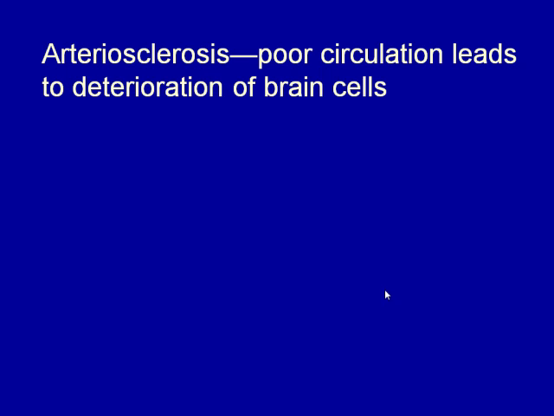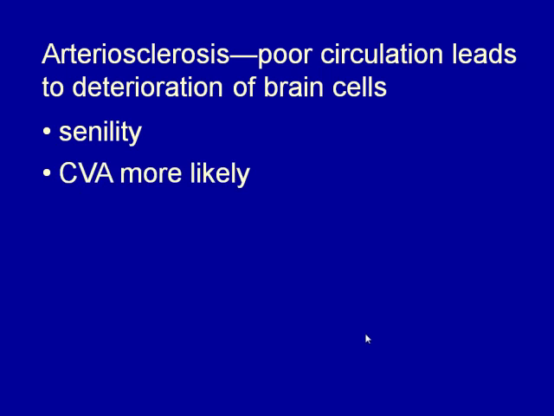Arteriosclerosis is a hardening of the arteries, sometimes due to plaque buildup in the arteries, but it does cause poor circulation. And again, that can mean that blood is not flowing freely to the brain. The brain's getting a little less oxygen, a few fewer nutrients, and so brain cells can begin to deteriorate. In extreme cases, this can lead to senility, as a number of brain cells are affected. However, it's more likely to lead to a stroke, a cerebrovascular accident.